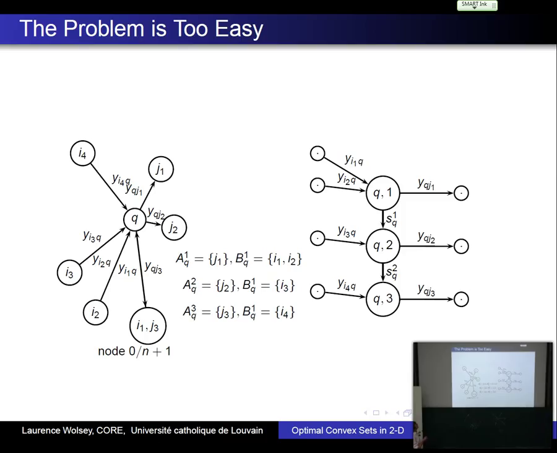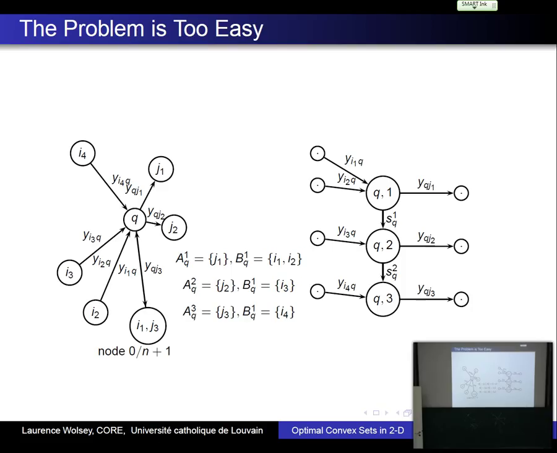This is just explaining why the problem falls apart in some sense. Here's our picture again of Q. We've ordered the predecessors of Q, I1, I2, I3, I4, and here we've ordered the successors of Q, J1, J2, J3. At some stage, we realized that you can break up the node Q into a different set of nodes, into 3 nodes in this case.